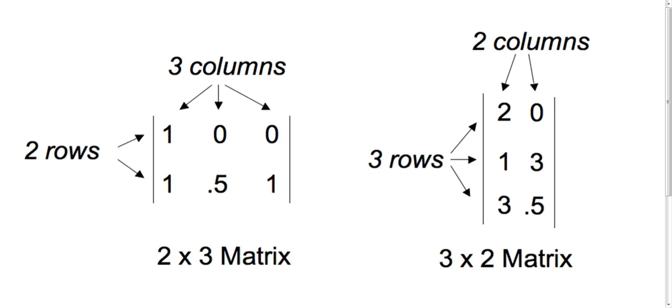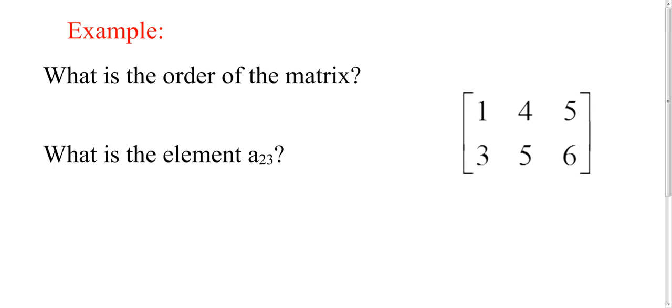This particular matrix on the left has 2 rows and 3 columns, so it is a 2 by 3 matrix. Always, always, always, the rows come first and the columns come second, every single time, okay? The right-hand matrix is a 3 by 2 matrix because it has 3 rows and 2 columns. This particular matrix over here, as you can see, has 2 rows and it has 1, 2, 3 columns. So it is a 2 by 3 matrix.